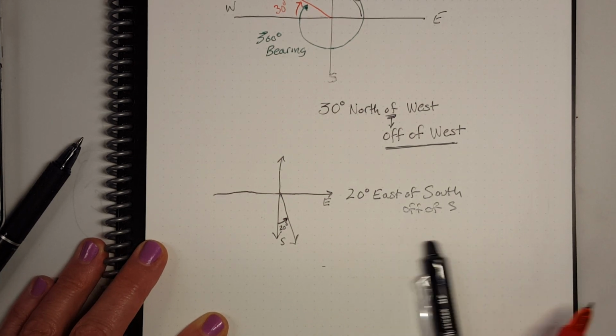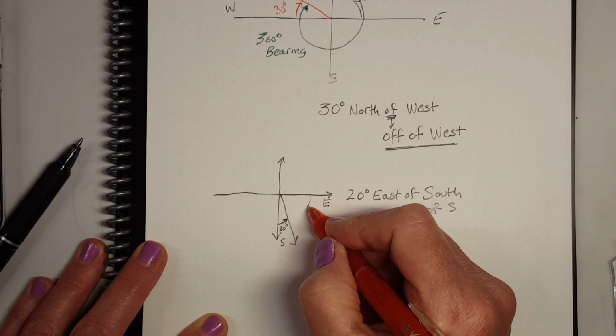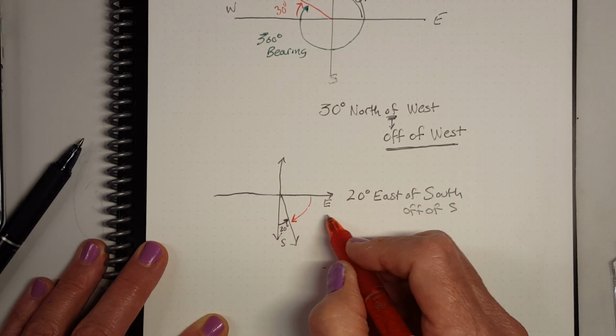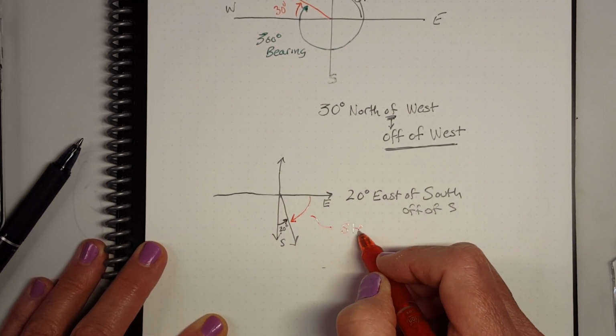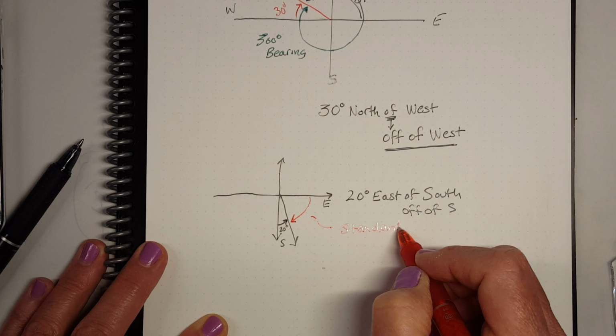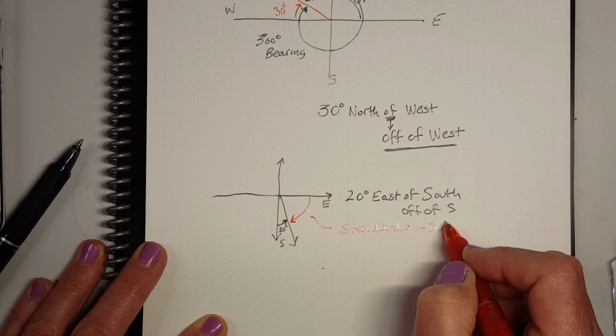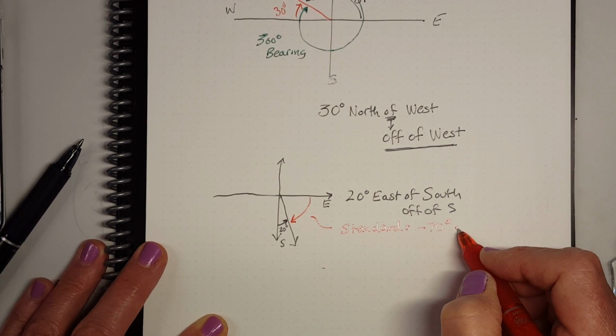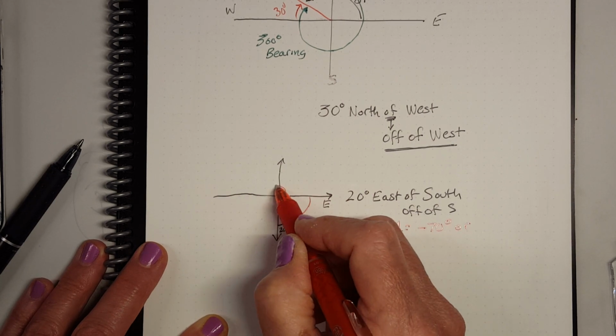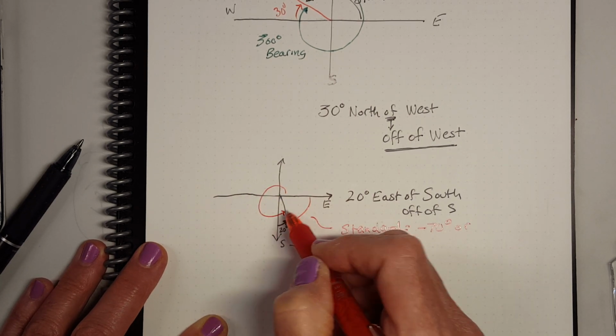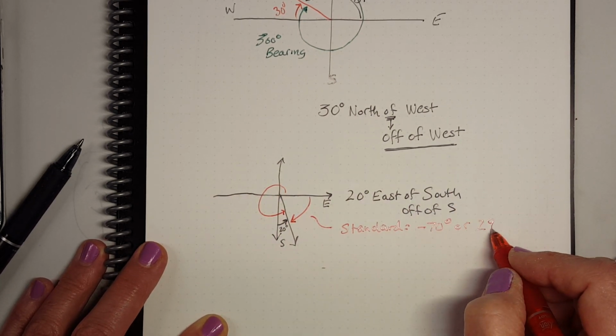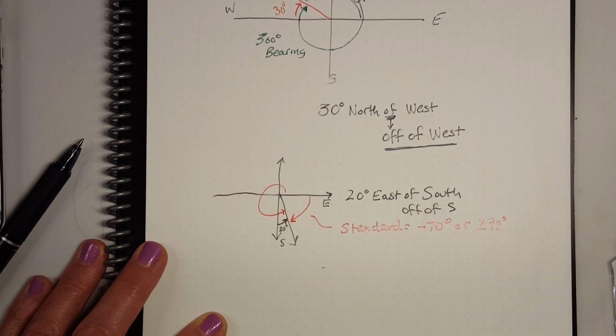What is that in standard position? Well, I could go negative in standard position. So in standard position, that would be negative 70 degrees. Or I could go this way in standard position, and that would be 290 degrees. Those are both legitimate in standard position.